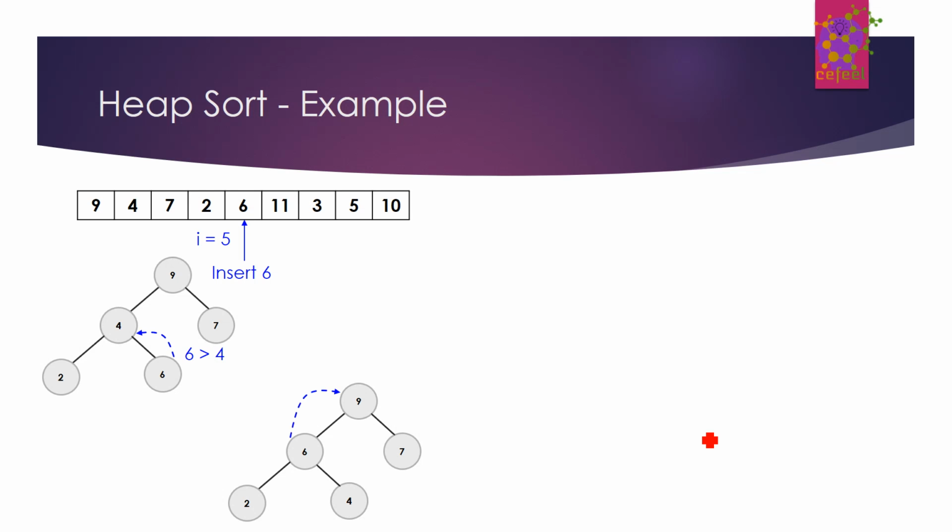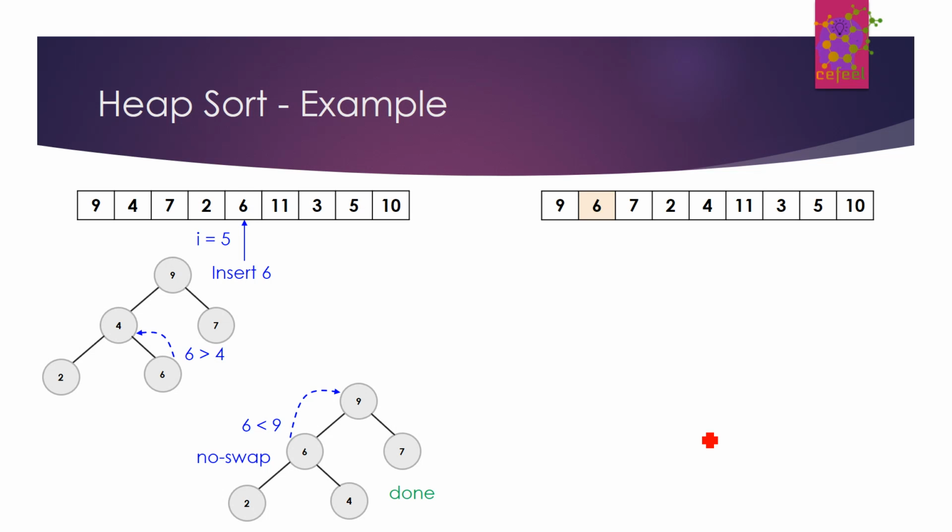So 6 will be compared with 9, and 6 is less than 9. Now here the heap property is satisfied, so we'll stop here. There is no need to swap, and we have placed 6 in its position. So finally we will have this array. Now notice 6 has become the first left child of 9, and 4 is the right child of 6.